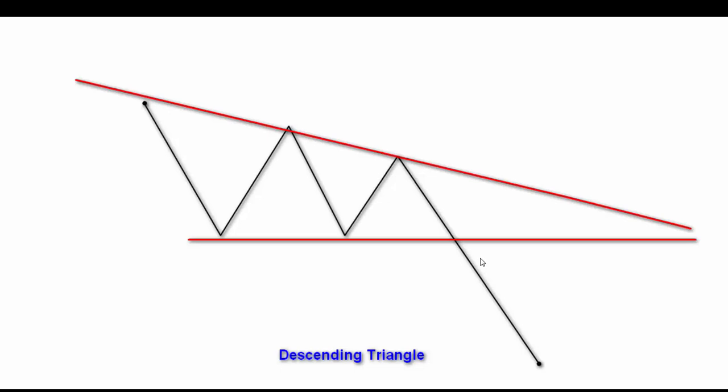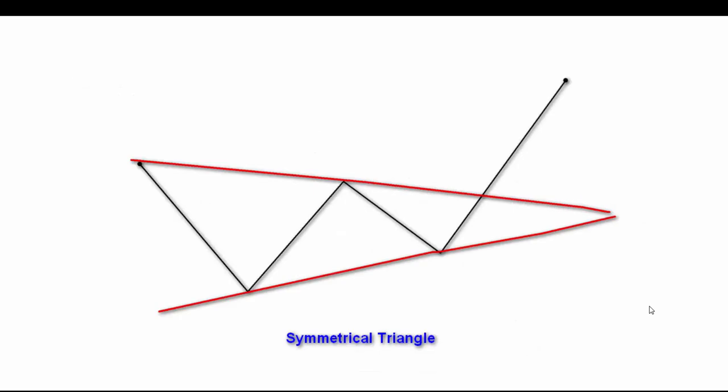So now we move to the third and the last triangle chart pattern, which is the symmetrical triangle. In fact, this pattern is characterized by both a rising support trend line and a falling resistance trend line, and this pattern can be found on both types of markets. You can find it on a bearish market, you can find it on a bullish market, or on a downtrend, or on an uptrend.